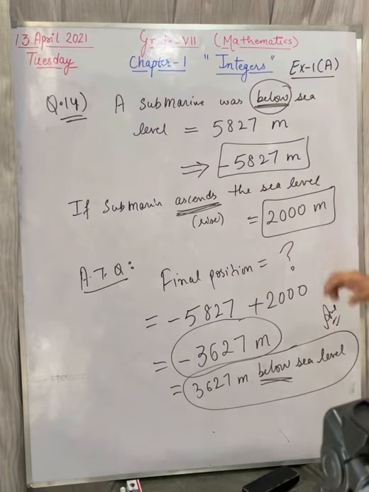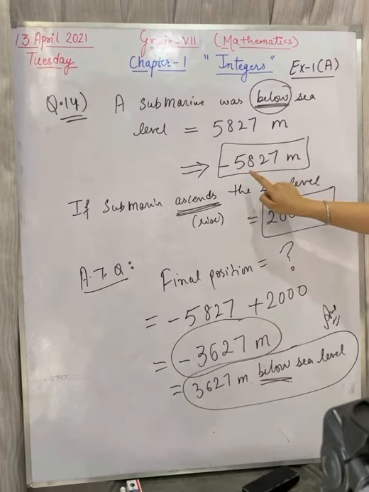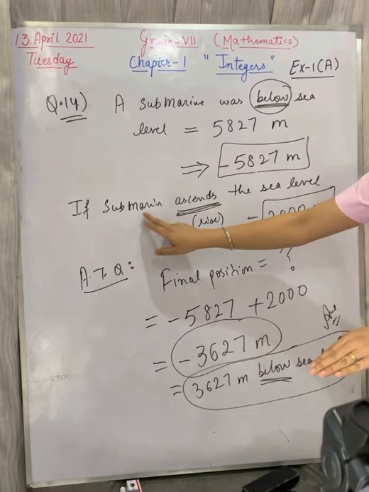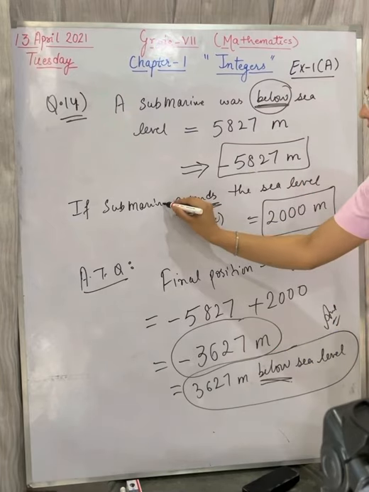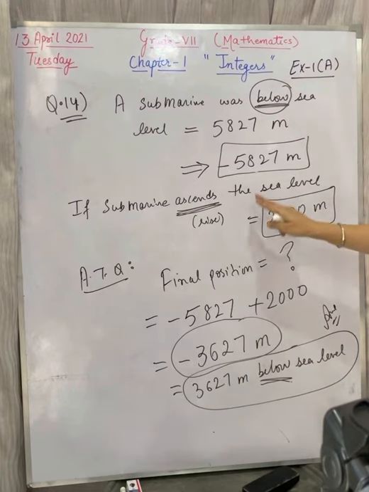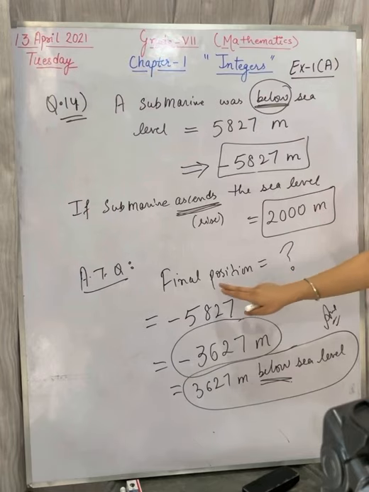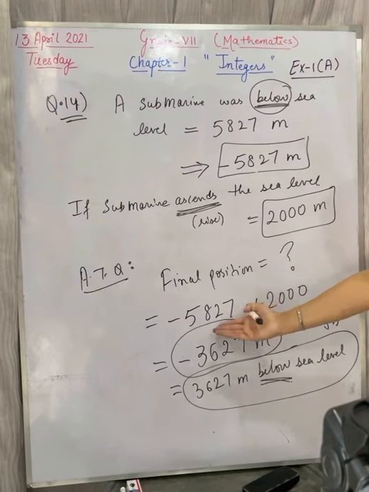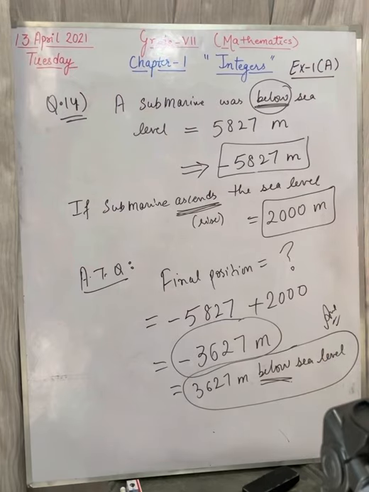A submarine was below the sea level. It is given in the question. Below sea level means it is a minus value. Then they are saying that the submarine rises above the sea level. That means it is a positive value. Find out the final position. Final position means you have to subtract both the values, and then your answer will be there.